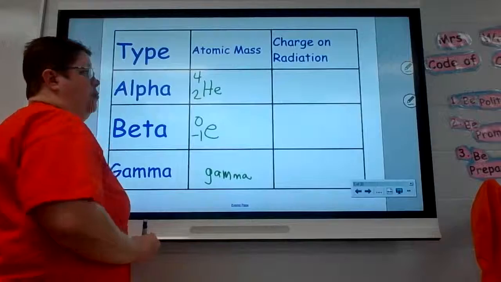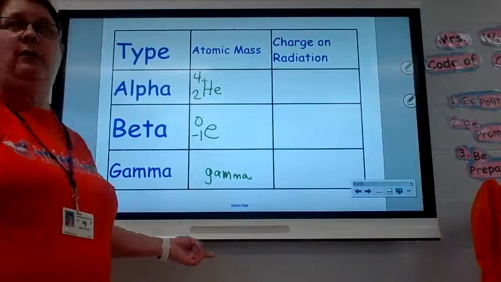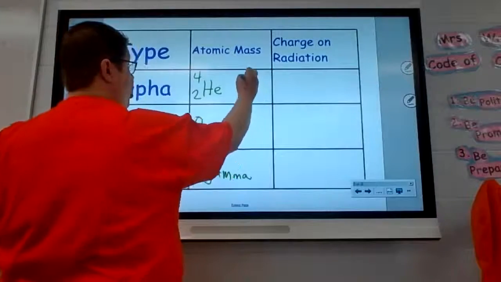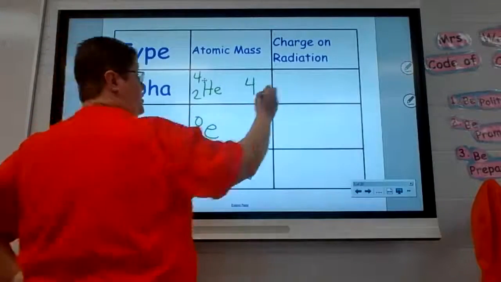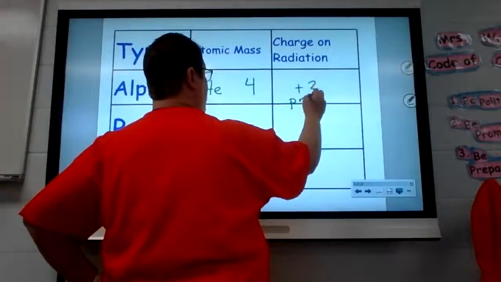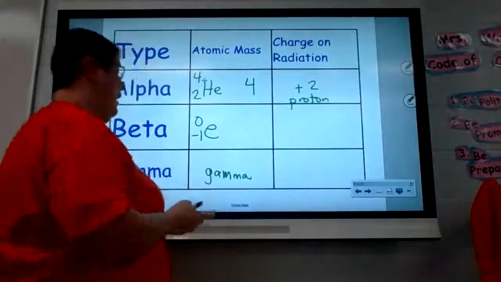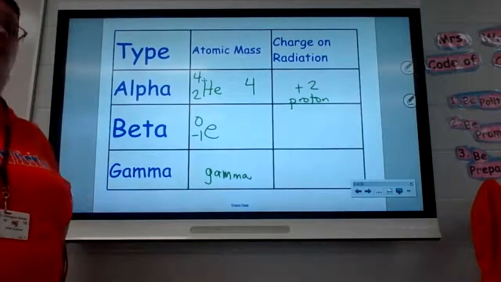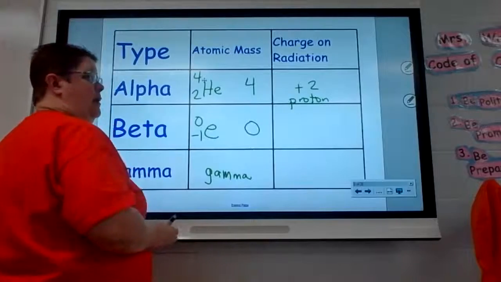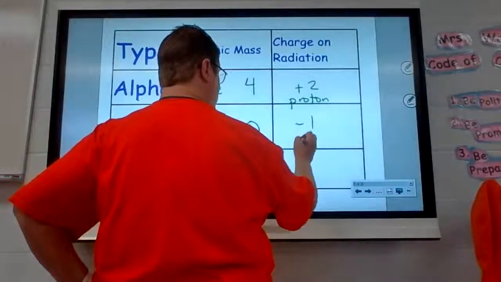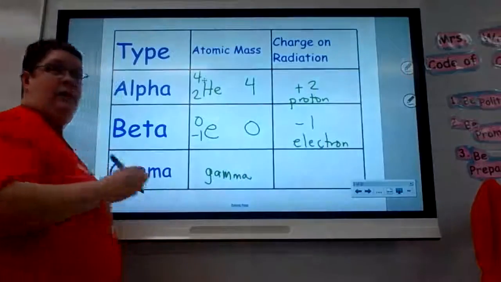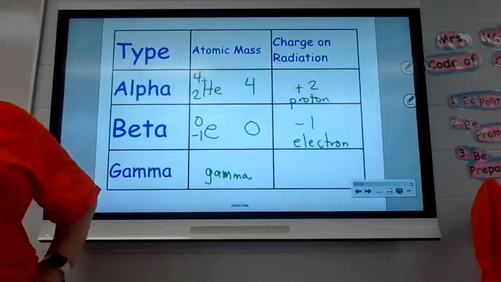Okay, so we said that alpha had a mass of what? 4, and its charge was going to be what? +2, because an alpha is basically a helium nucleus. And a beta had a mass of what? Nothing, 0, and its charge was what? -1, because a beta is an electron. Now, it's not a normal electron. It's an electron that comes out of the nucleus.